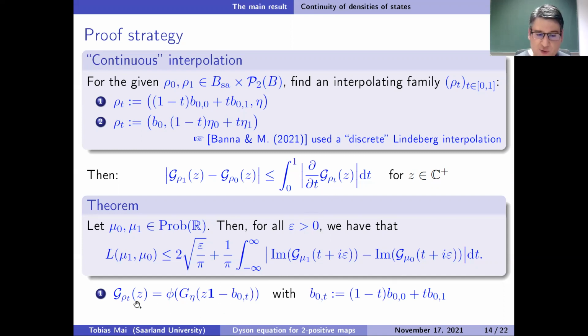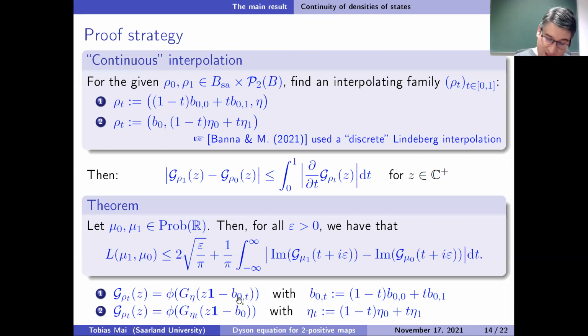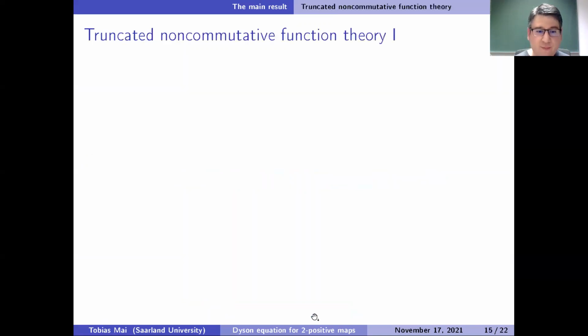So what we actually need to do is understand these kinds of Cauchy transforms. In the first case, we just vary the self-adjoint part, and in the second case, we leave our B0 fixed and we vary the eta. So here the T independence comes via the Cauchy transform, this solution of the Dyson equation, and here it comes basically from the point at which we evaluate the Cauchy transform.